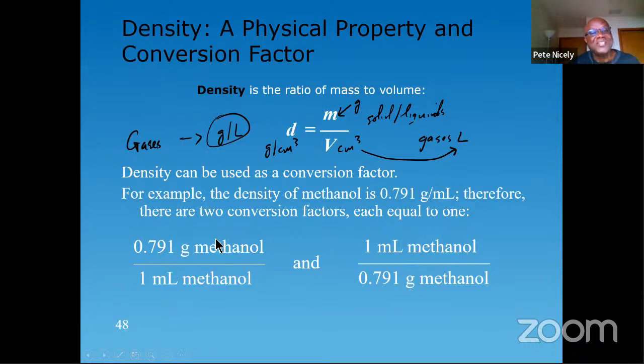What did I say before? You use this one if you're given a volume and you're trying to find the mass of the substance. You would use this one if you're given a mass and you're trying to find the volume of the, no, I think I just repeated myself.